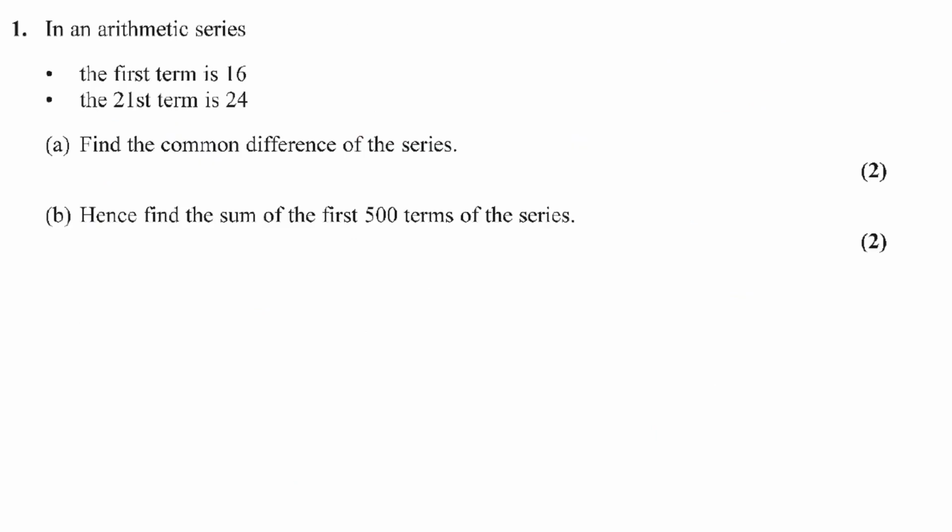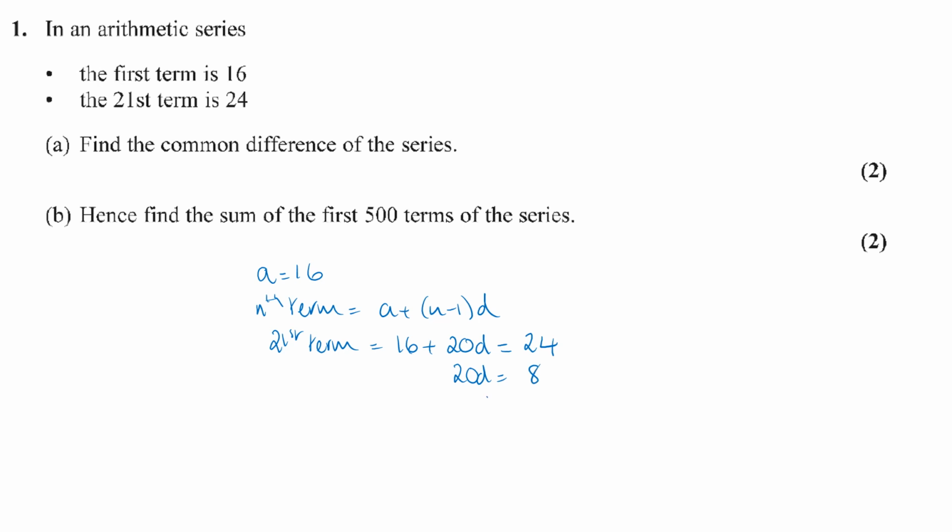The next question is just a quick question on arithmetic series. This isn't too difficult a question. So we've got the first term a is equal to 16. The 21st term, well, we use our nth term rule, which is a plus n minus 1 d. So for the 21st term, this is going to be made up of 16 plus 20 lots of d, and you're told in the question that this is 24, so 20d must equal 8, so d is 8 over 20, divide by 4 is 2/5, so d is 0.4.